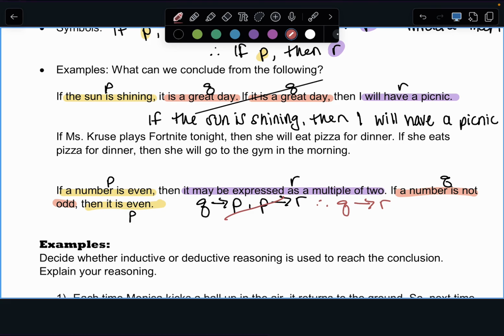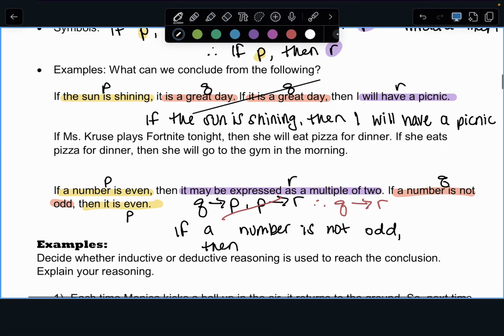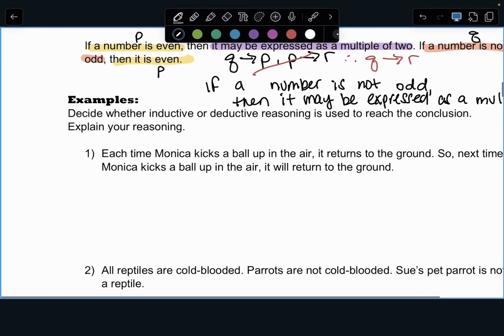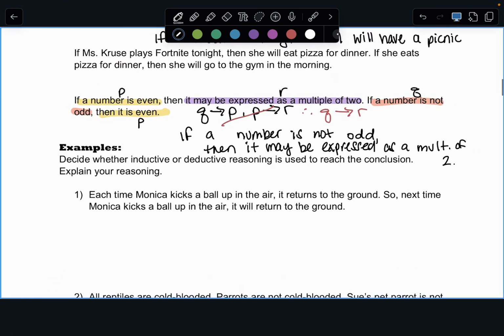We want if a number is not odd, if Q, then what can we conclude? Go ahead, Reagan. Perfect. Then it may be expressed as a multiple of 2. So again, law of syllogism, we cut out the middle man. You might have to do some reordering to do that.